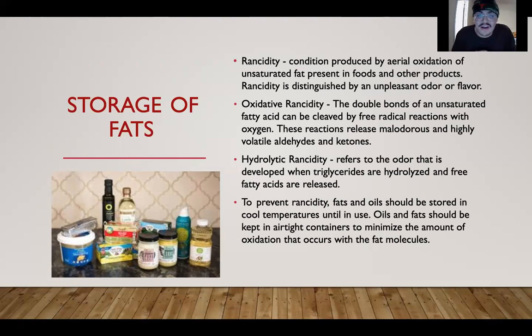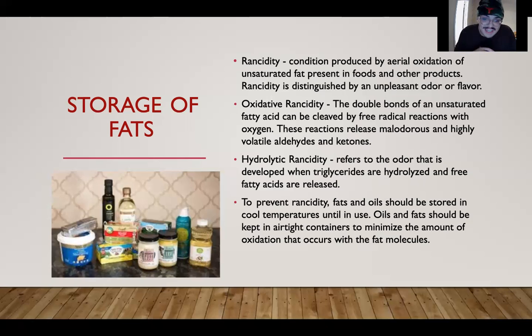Next we have oxidative rancidity. This is when the double bonds of an unsaturated fatty acid can be cleaved by free radical reactions with oxygen. These reactions release malodorous and highly volatile aldehydes and ketones. So this all sounds fancy, but oxidative rancidity is basically when these fats come in contact with oxygen. They cling on to the free radicals, and next thing you know, they start releasing these compounds. Hydrolytic rancidity refers to odors that develop when triglycerides are hydrolyzed and free fatty acids are released. Again, a lot of fancy words in there, but in the end, it's just when triglycerides come in contact with water. So basically, try not to get your fats near any water.